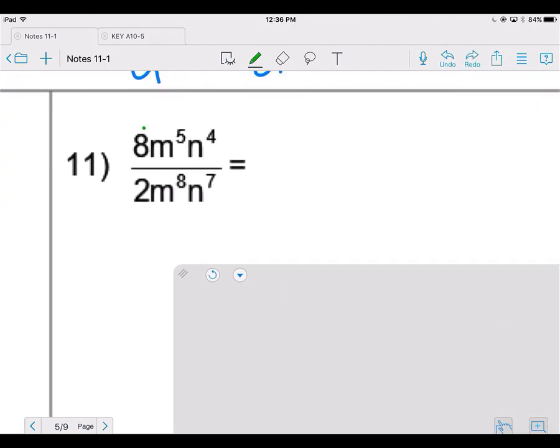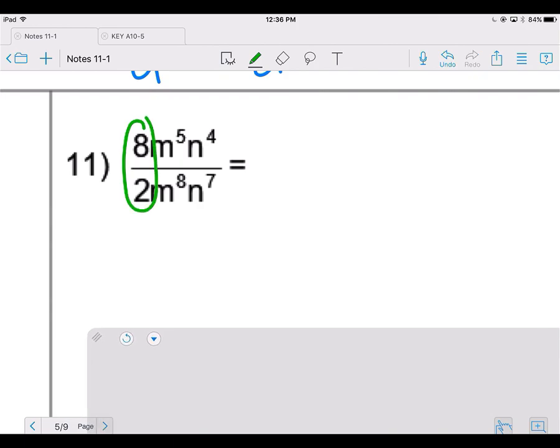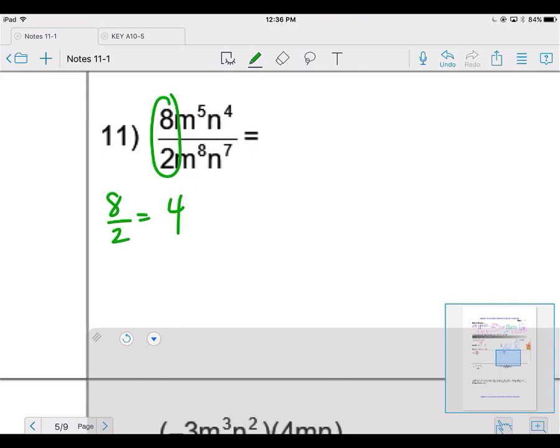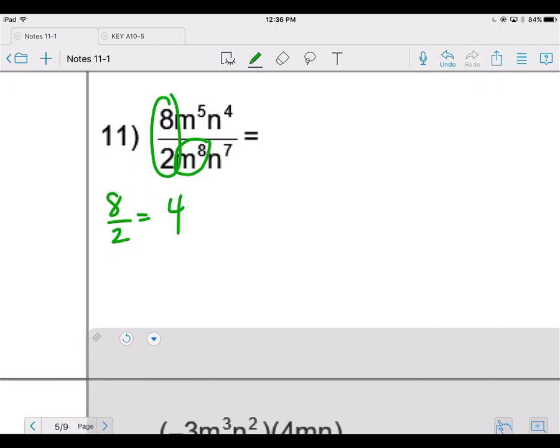Now, just like on the front with the big numbers, we treat big numbers the same. So 8 divided by 2 is 4. Now with the exponents, again, we subtract. There are 8 m's on the bottom and 7 n's on the bottom. Both of those are bigger than the 5 and the 4 on the top. So when I subtract, they will end up on the bottom.